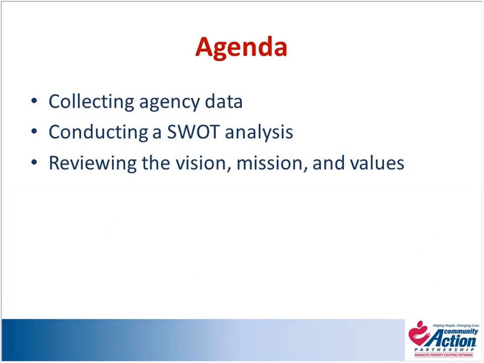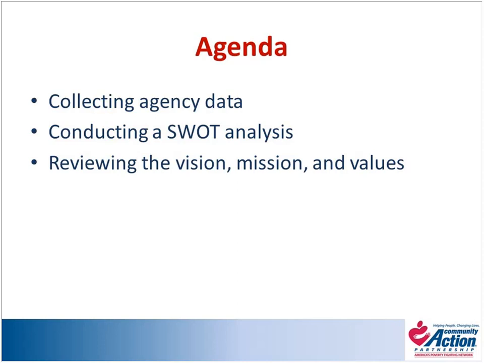So first of all, a quick overview of the agenda, what we're going to be discussing this afternoon or this late morning if you're calling in from the Pacific Coast. We're going to begin with talking about collecting agency data. So looking at what data internally within your agency you probably already have to prepare for the strategic planning process. We'll, of course, highlight the importance of your community needs assessment, but there's also some other sources of data that you probably want to make sure you have on hand.